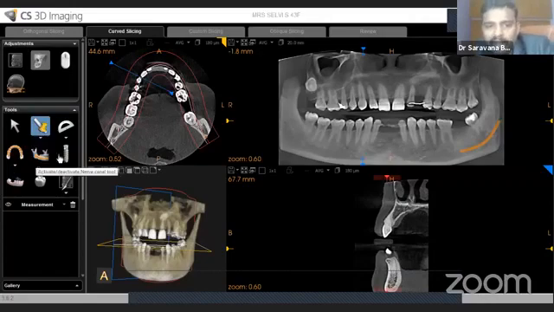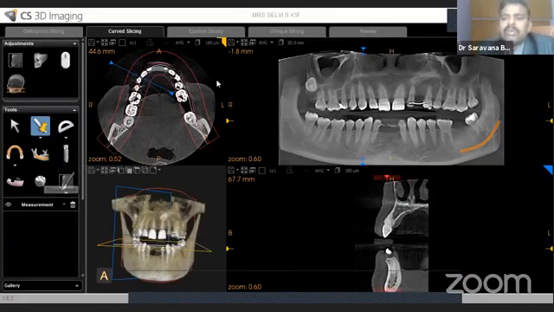You can draw the canal. You can virtually place the implant. Okay. There are many options that you have to learn when you use the software, once you are well versed in that.